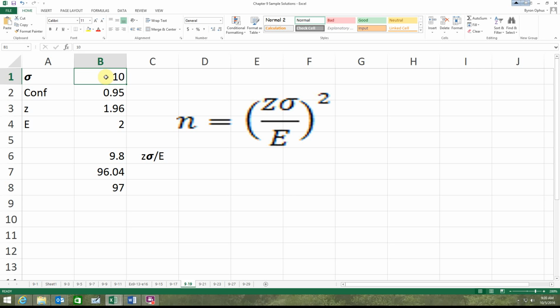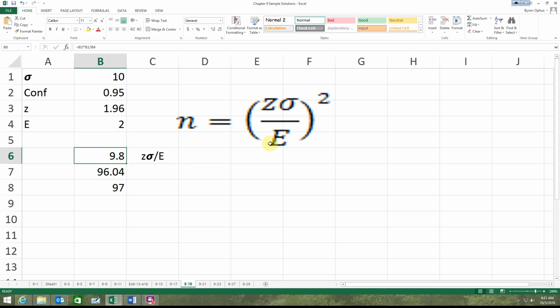So for 19, it says a population is estimated to have a standard deviation of 10. So I put that in there, my standard deviation is 10. We want to estimate the population mean within 2, so my error is within 2, with a 95% confidence level. How large a sample is required? So n is equal to z times the standard deviation divided by e.